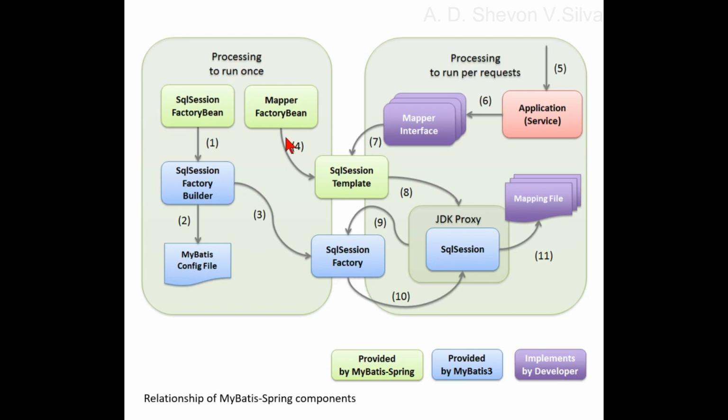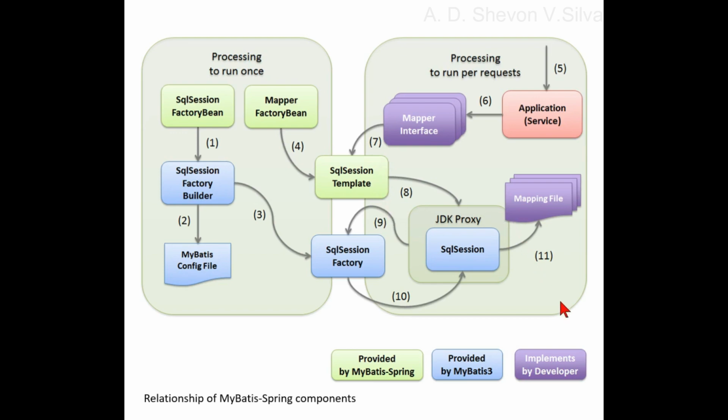Four, mapper factory bean generates a thread safe SQL session template and a thread safe mapper object, a proxy object of the mapper interface here. The mapper object thus generated is stored in the Spring DI container, and DI is applied for service class, etc. The mapper object provides a thread safe implementation by using the thread safe SQL session template.